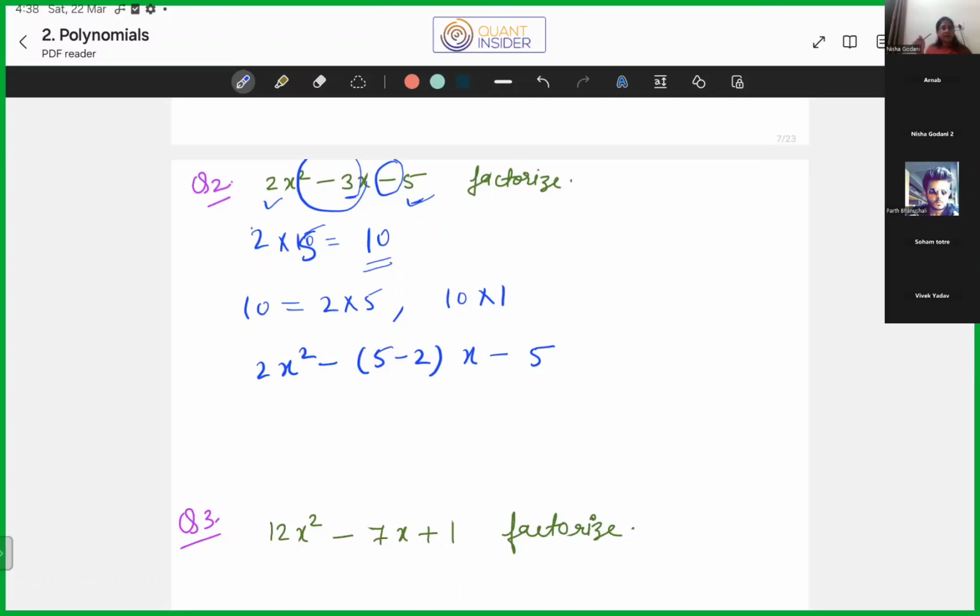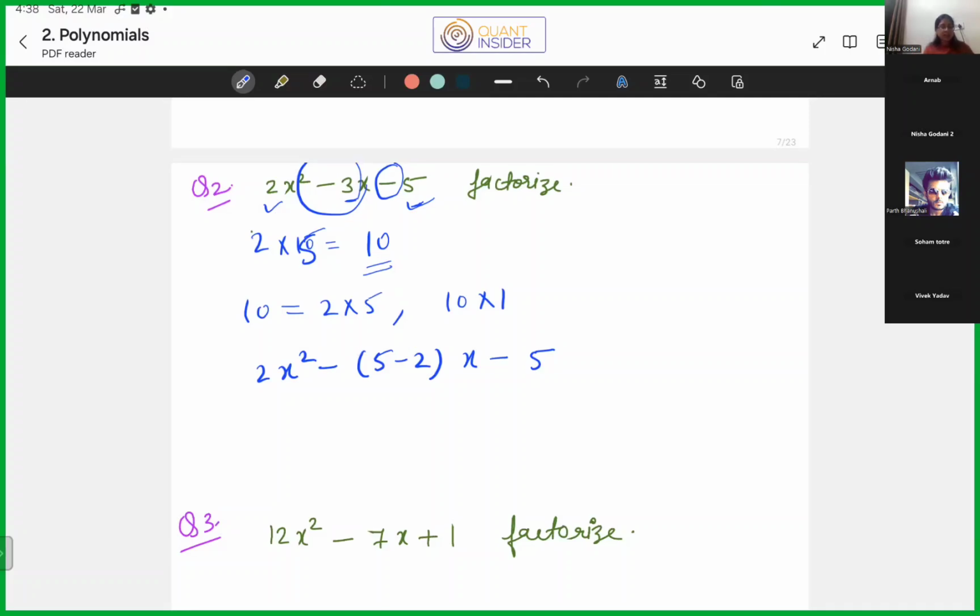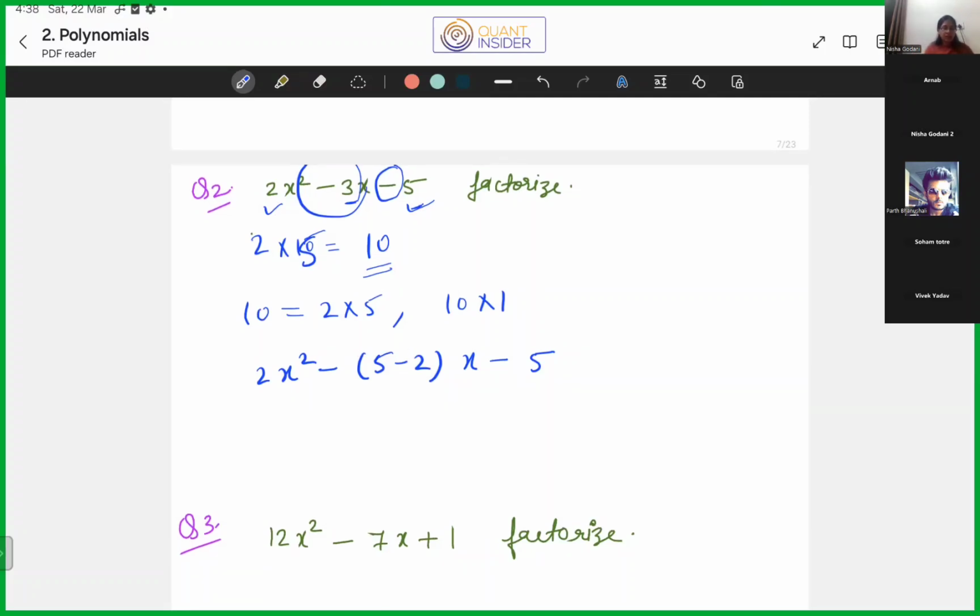2 into 5 giving 10. You have to break 10 so that the multiplication is 10, so that is 2 into 5. But now you have to see whether they are to be added or subtracted. I have done subtraction because a minus sign is there before 5 in the question. The constant term is minus 5, and since the minus sign is there, those two factors that you are getting, you have to do subtraction between them. So you have here 5 minus 2, which is 3. We need 3.